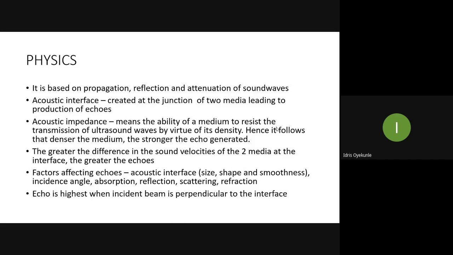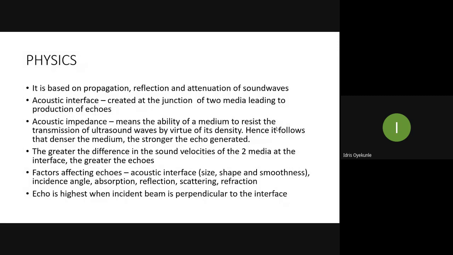So for example, a sound wave is being projected from here into an ocular tissue, for example, the eyelid. At the junction of the ear and the eyelid, these two media, there's a production of echo, which is formed by the reflection of the sound waves back to the transducer, and that is known as the acoustic interface. The ability of a medium to resist transmission of these ultrasound waves by virtue of its density is known as acoustic impedance. So the denser the medium, the stronger the echo that will probably be generated.